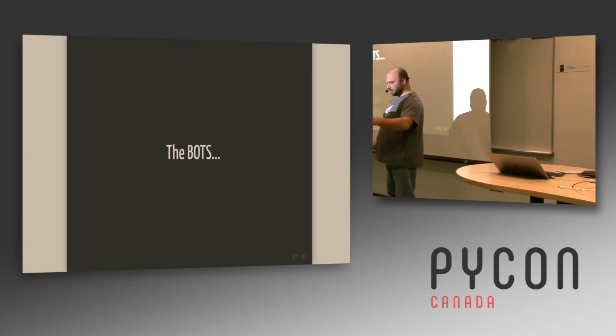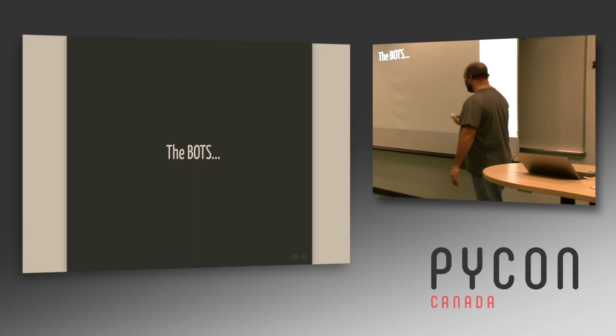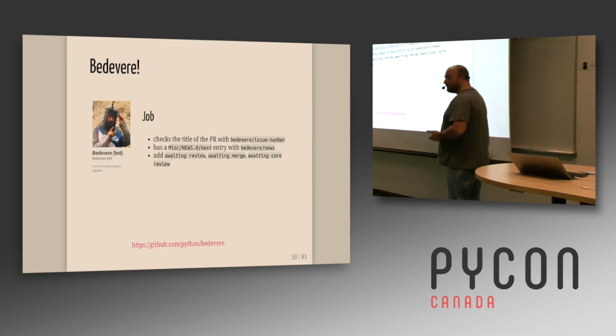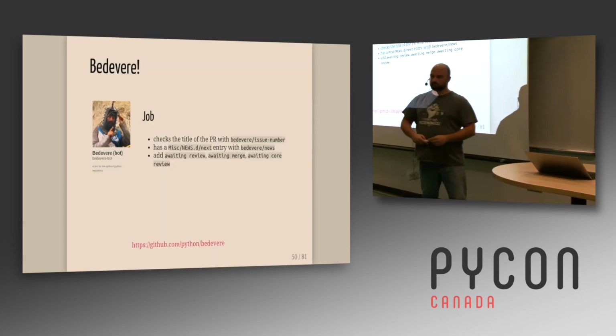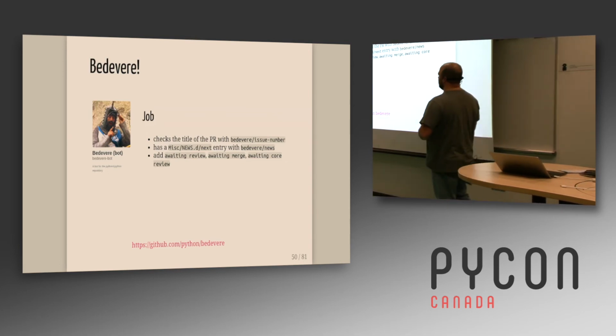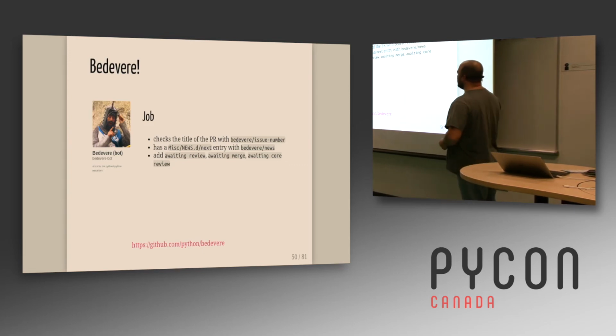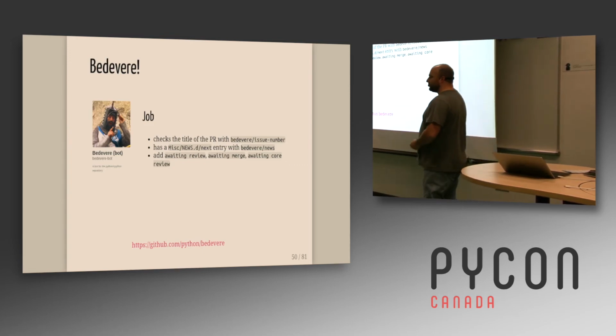We have GitHub, we have the automation with Travis, with the tests, everything, and we have the bots. The bots are just a little bit of a... Remember, we like Monty Python. We like them. Okay, Bedivere is just a bot where we check the title of the PR, the pull request.